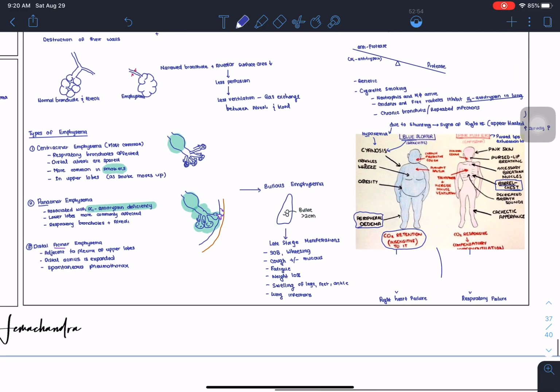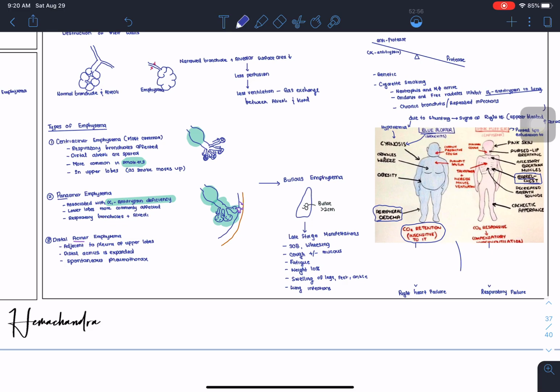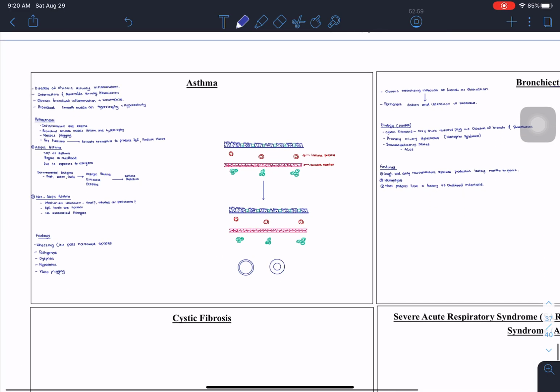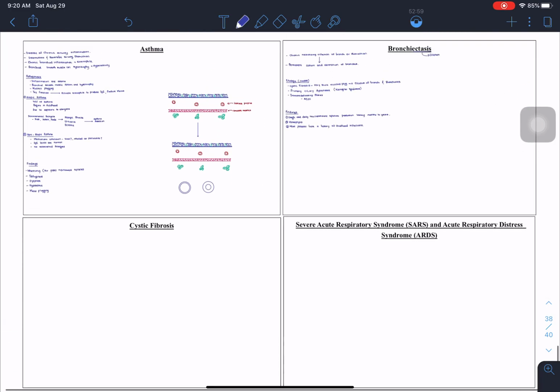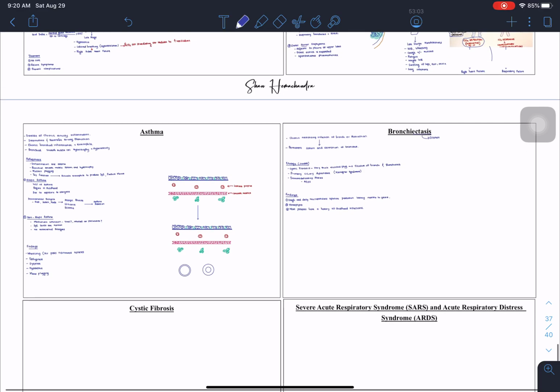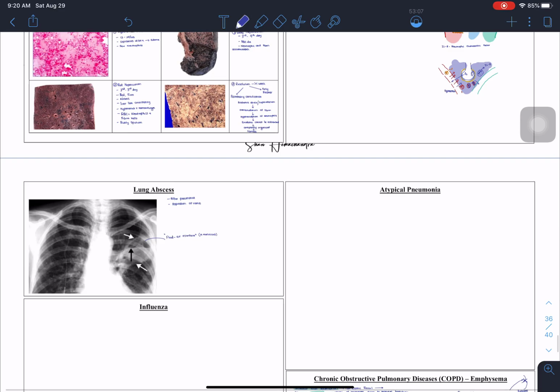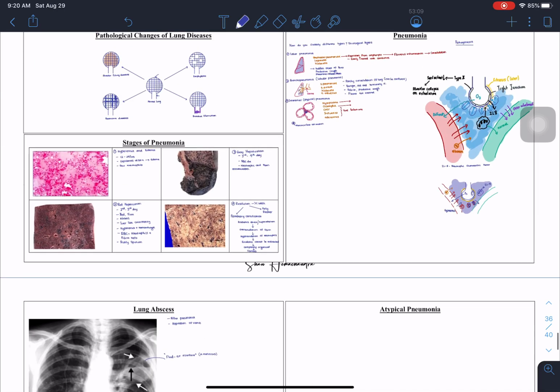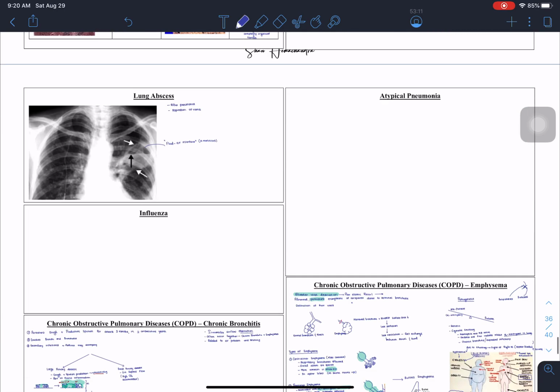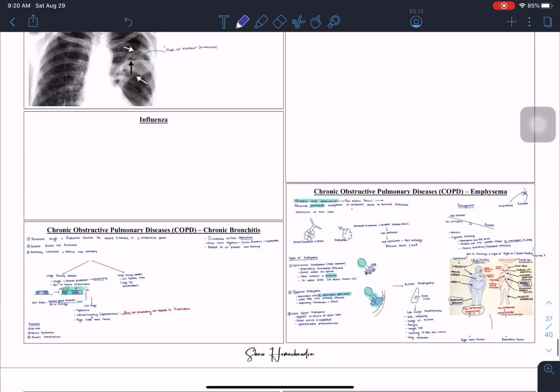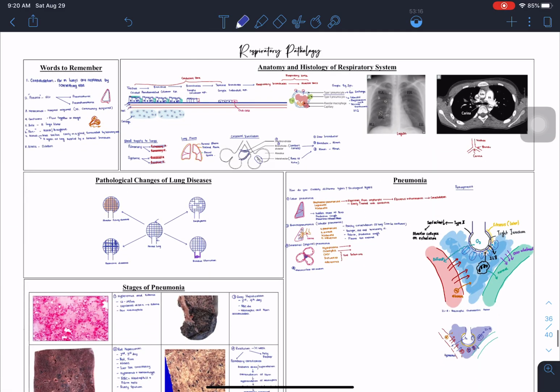Emphysema can lead to symptoms of respiratory failure. So for today, for this lecture, study these 3 lessons: pneumonia, COPD, bronchitis, and emphysema.